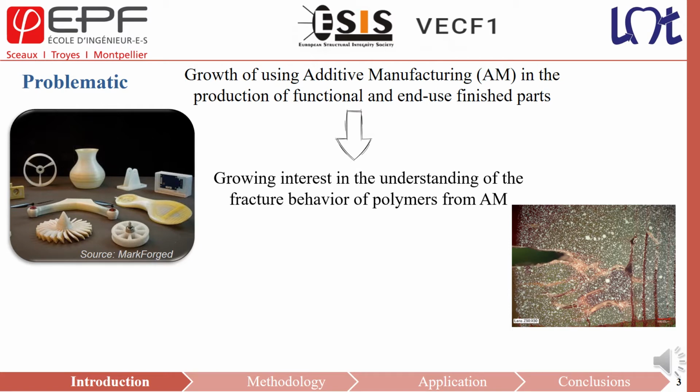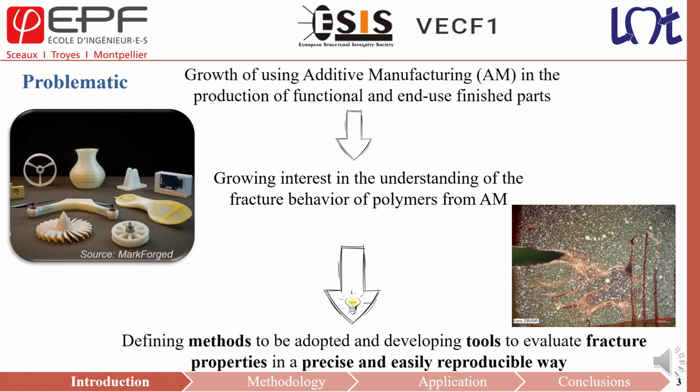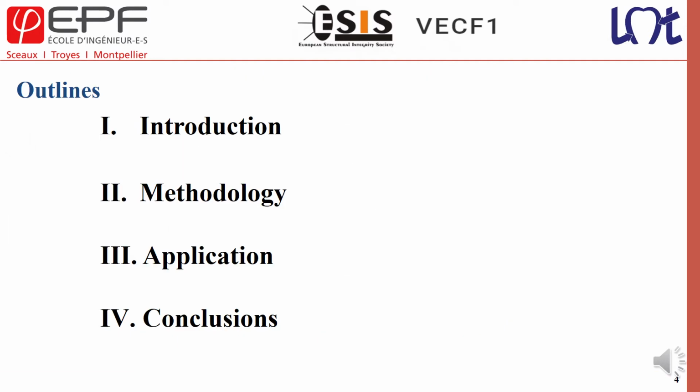The strong influence of the printing parameter on the fracture properties imply that for any change in the parameter set require an experimental study to be carried out to extract them. Consequently, there is an interest in defining methods to be adopted and developing tools to evaluate fracture properties in a precise and easily reproducible way. To reach this objective, 2 methods are adopted and tested, and their methodology are developed below.